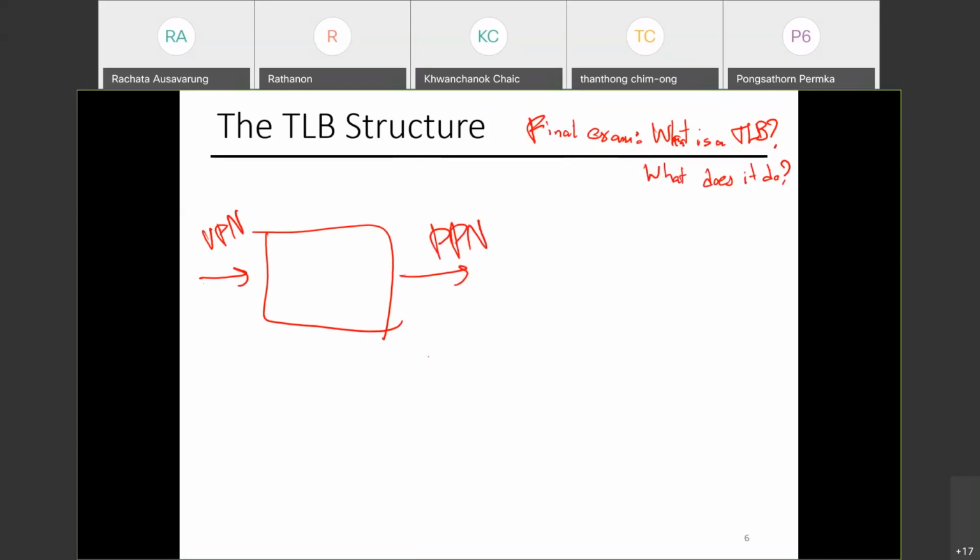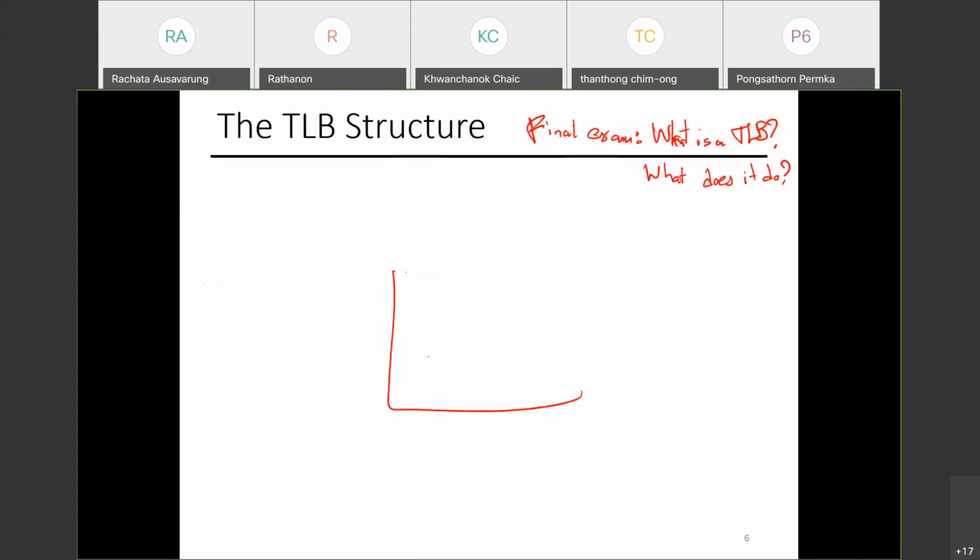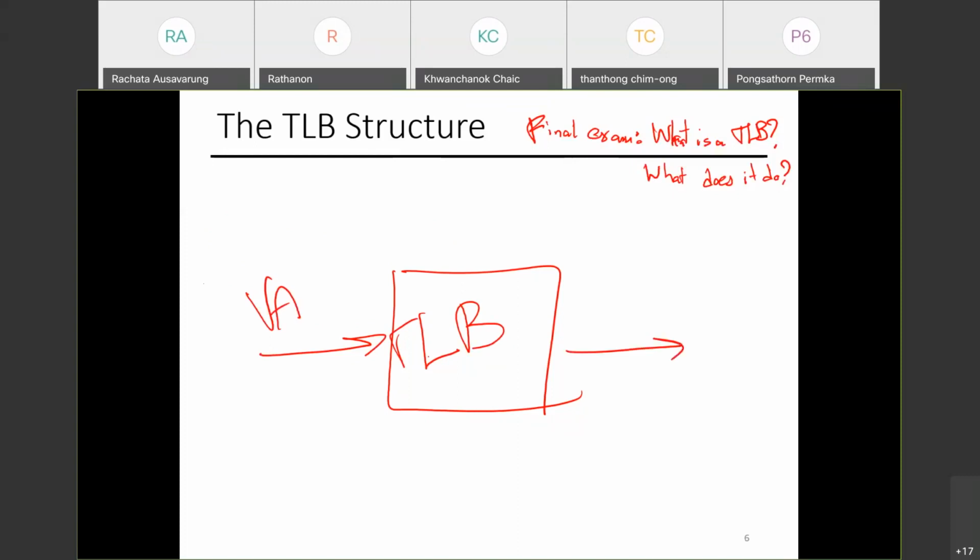Actually, let me delete it. Let me just make it really clear here. Okay. This is your TLB. Input, what is our input? Virtual address, what do you get out of it? Yep.